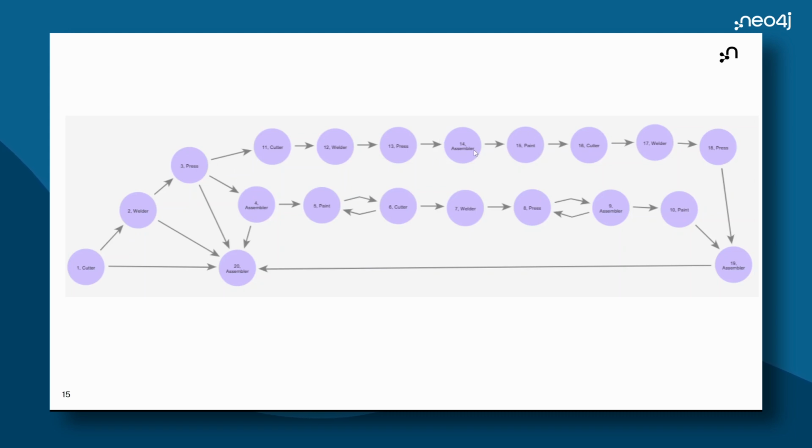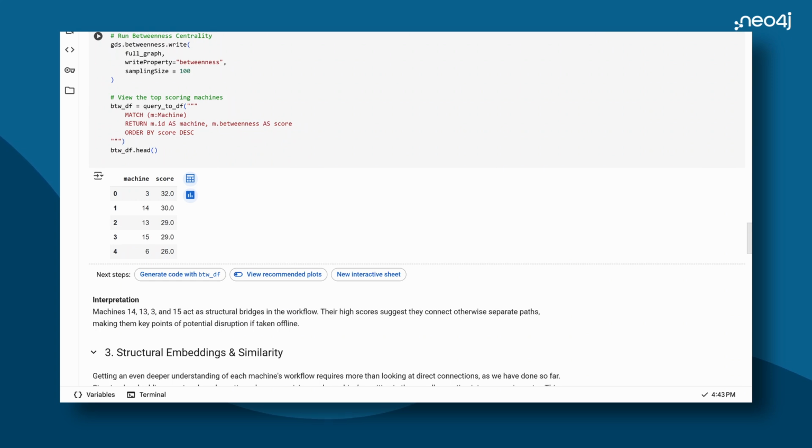Similarly, 13, 14, and 15 rank highly. It might be initially confusing why these might rank higher than some other nodes, but it's because we're counting both from 1 to 15 and from 13 to 20. So those points add up. So we can see that nodes such as 14, 13, 3, and 15 act as structural bridges in the workflow. Their high scores suggest that they connect otherwise separate paths, making them key points of potential disruption if taken offline.